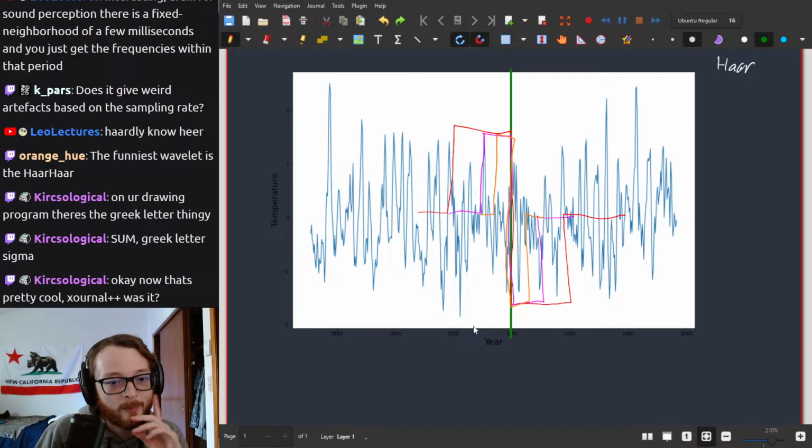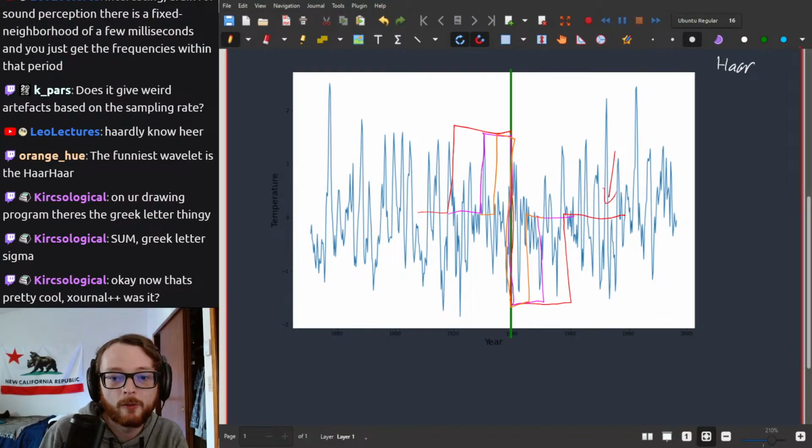Because they're not as symmetric as the Haar wavelet. It is a thing that at the larger scales, like the coarser approximations, you do literally lose resolution. Yeah, Journal++, you got it right. With the X and everything.